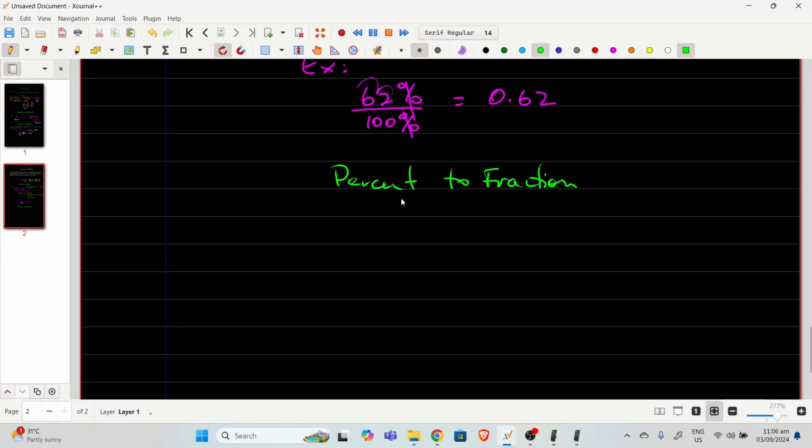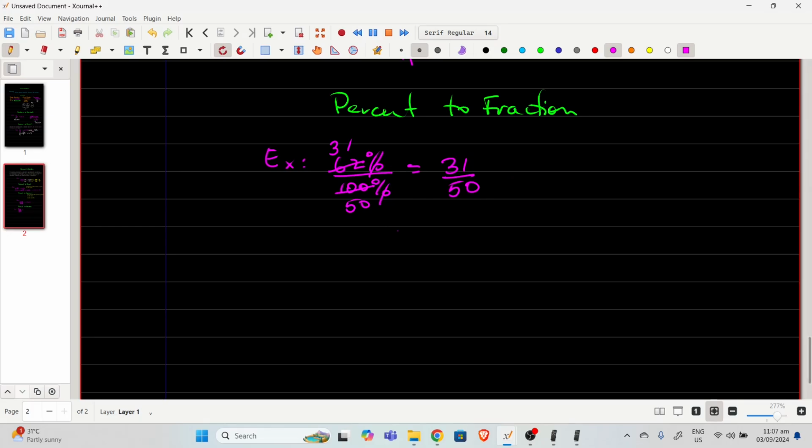If we're doing percent to fraction, then again, example, 62% divided by 100%, and then all I do now is cancel and reduce. So I can divide this by 2. If I divide this by 2, it will be 31, and if I divide that by 2, it will be 50. So I have 31 over 50, and that's the fraction.